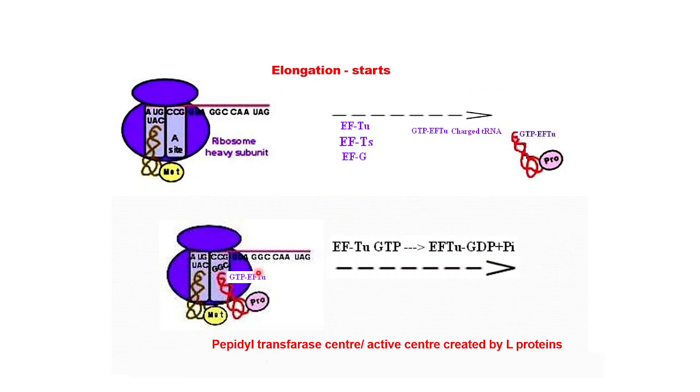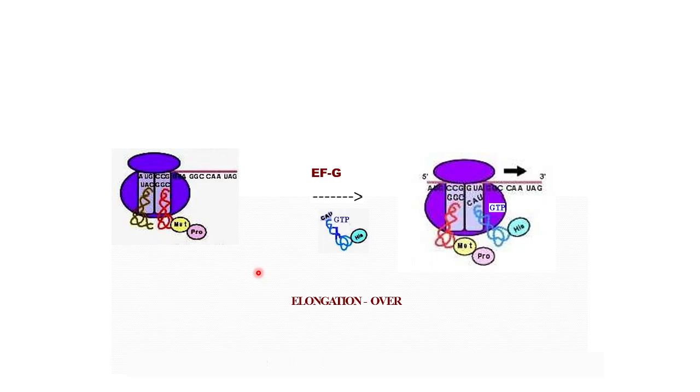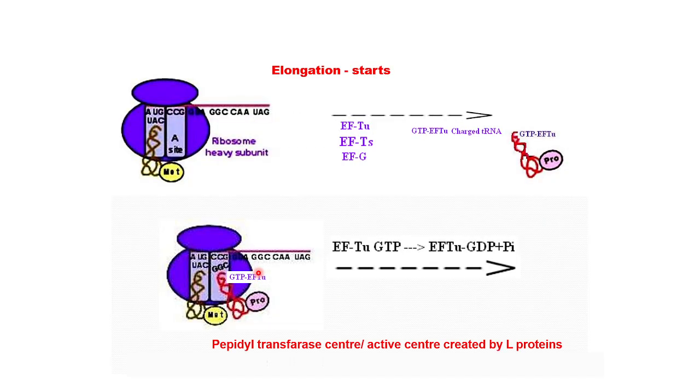Then comes the elongation, where you have the elongation factors EF-Tu, EF-Ts and EF-G. There are different factors, and the peptidyl transferase center, the active center, is created by the L proteins. And then you have the different sites. What are the different sites? You have the A site, the P site and the E site. The E site is the exit site. You have the A site, and you have the P site where the elongation starts, and from the exit site it basically goes out.